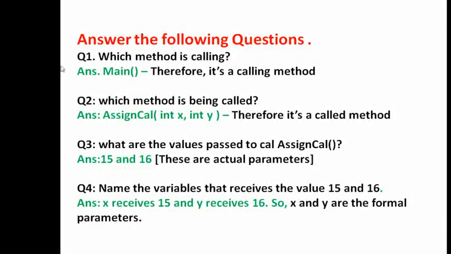Now answer the following questions and it will clear all your doubt about calling method, call method, actual parameters and formal parameters. The first question is, which method is calling? Main is calling. To whom it is calling or to which method it is calling? Main was calling assignCal. Therefore, main is a calling method and assignCal is a call method.